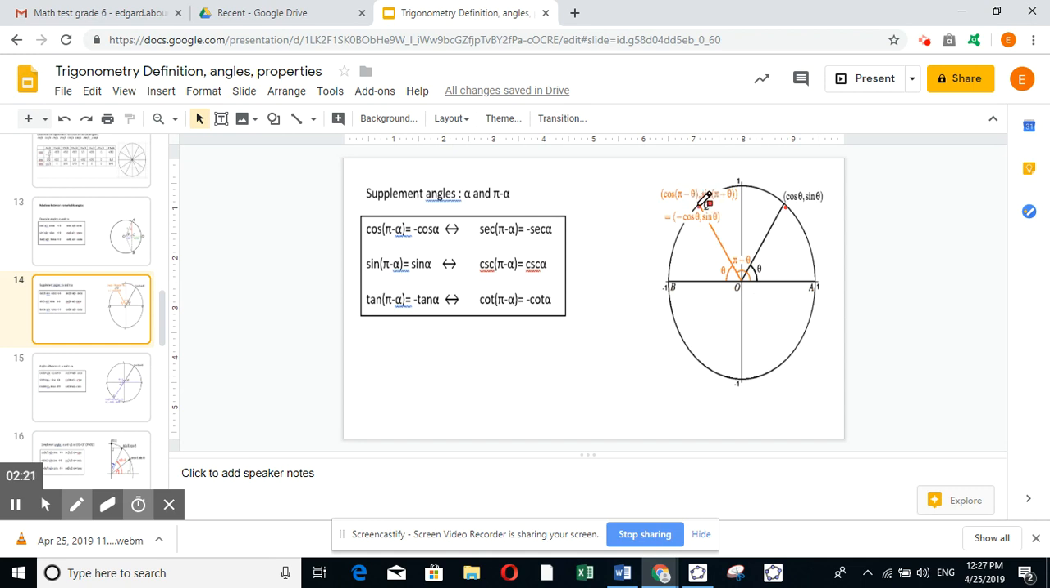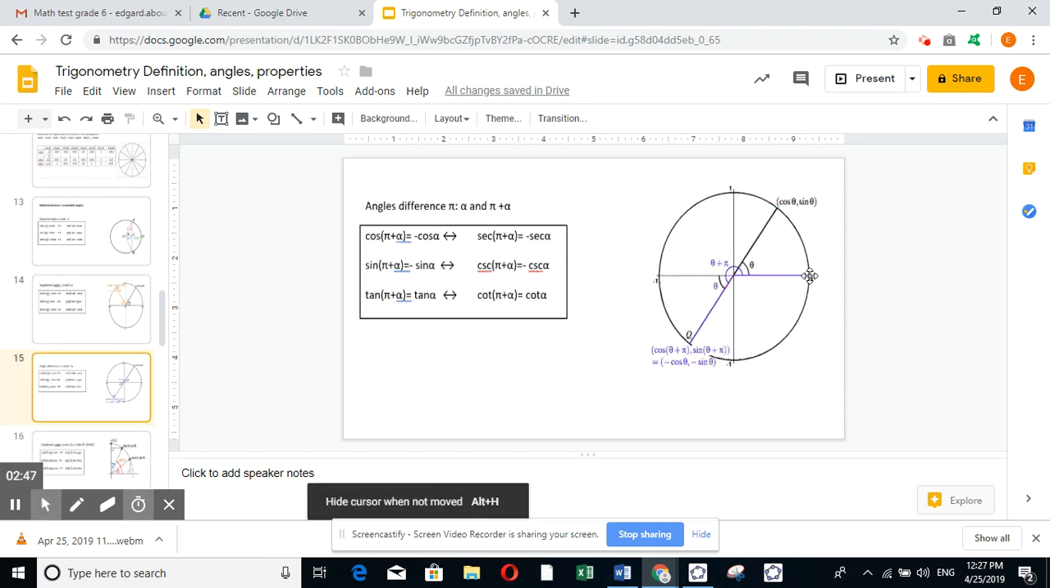You can see that here the cosine is the projection here, and here the cosine. So the two are the same in size because the triangles are congruent, but cosine of pi minus alpha has the opposite sign. However, the sines have the same sign. So sine pi minus alpha is sine alpha, and tangent pi minus alpha is minus tangent alpha.